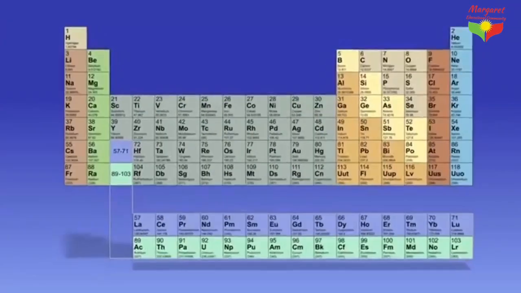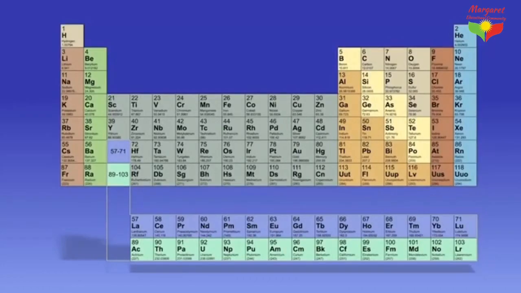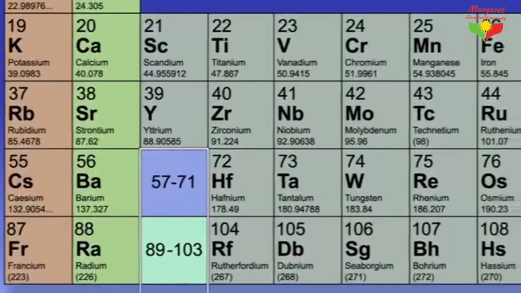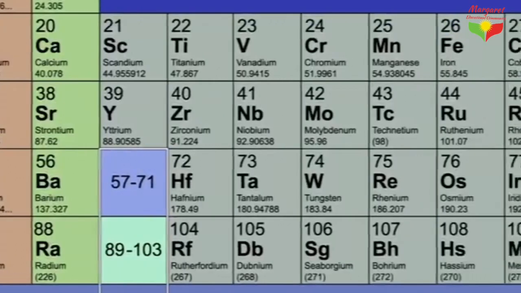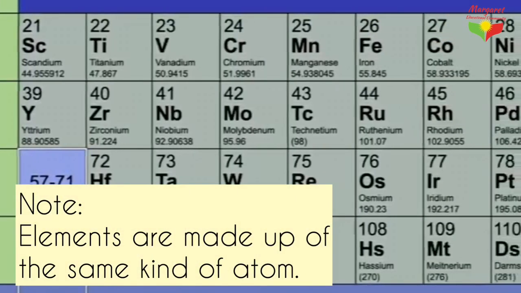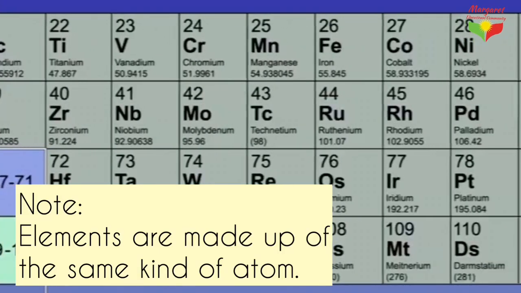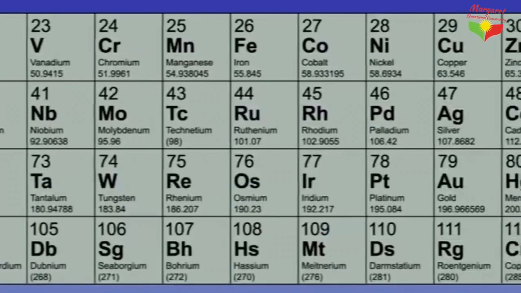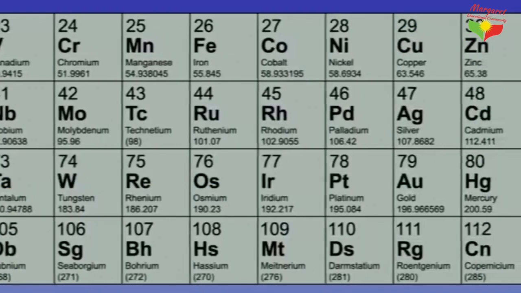Although the periodic table of elements looks complex, it is easier to follow once you learn how to use it. First, the letters are symbols. Each box represents an element. Each element is made up of the same kind of atom, with a specific number of protons in its nucleus, the atomic number.